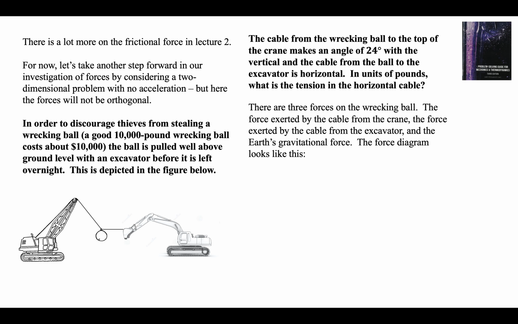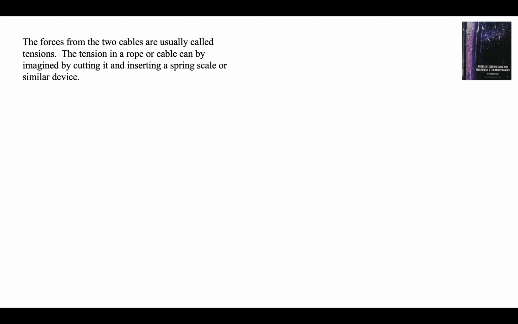There are three forces on the wrecking ball. We always start with the force diagram if we're going to use F equals ma. The cable from the crane, the cable from the excavator, and the Earth's gravitational force. Earth's gravitational force is down. The force from the excavator is to the right, and the force from the cable on the crane is up at 25 degrees from the vertical. There's our force diagram, and those forces should sum to zero because the wrecking ball is just hanging there.